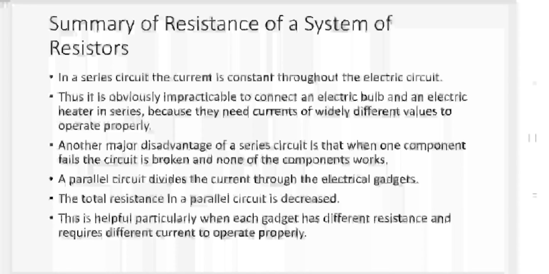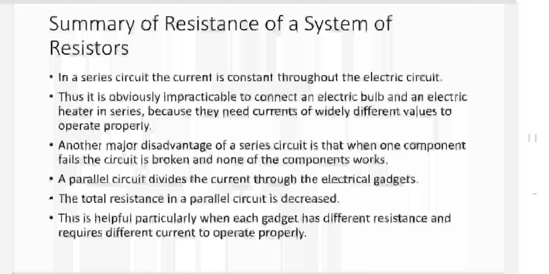So let us go through the summary of the resistance of a system. In a series circuit, the current is constant throughout the electric circuit. Thus, it is obviously impracticable to connect the electric bulb and electric heater in series because they need different current values. They need currents of widely different values to operate properly.